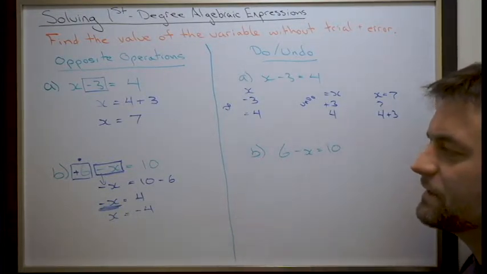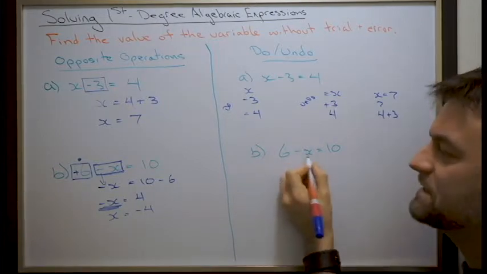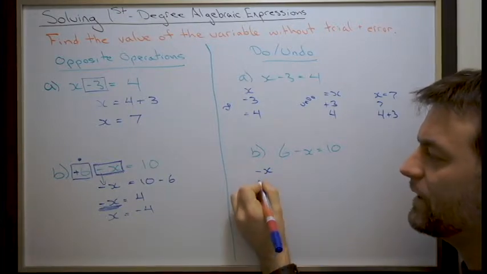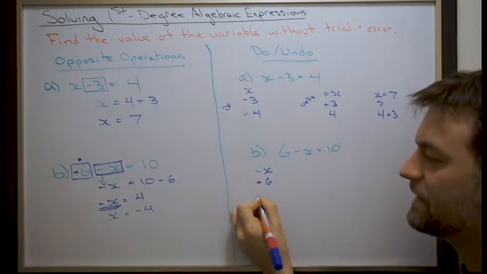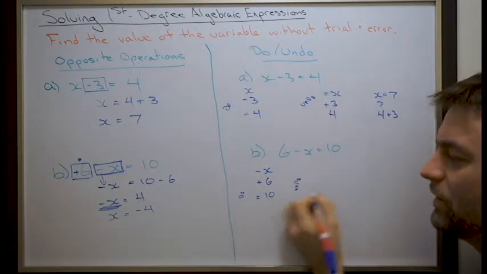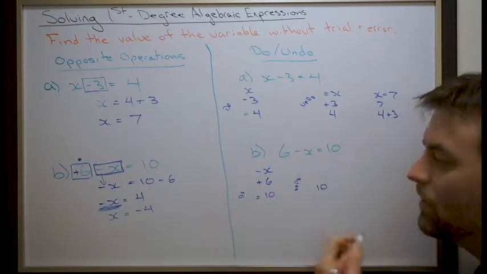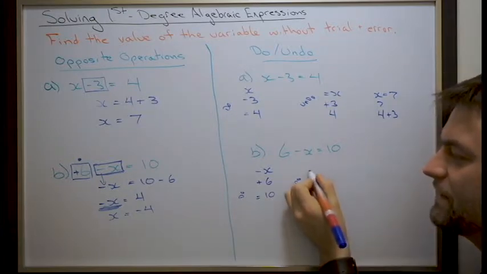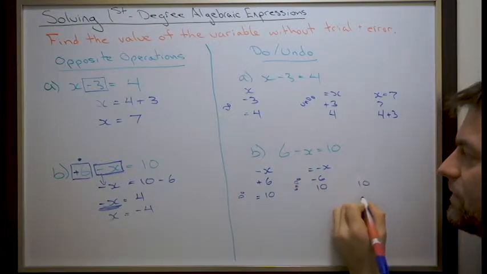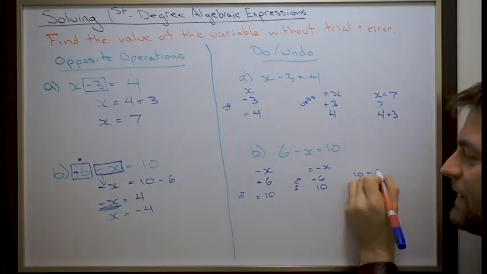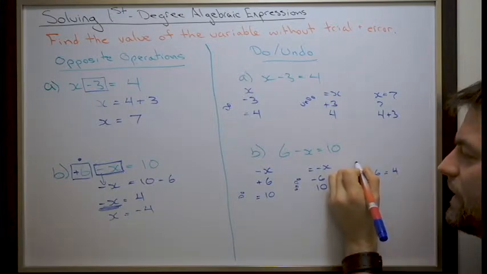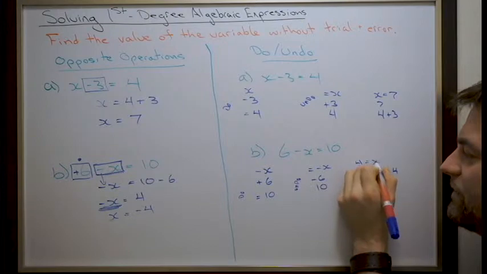In the second case, again, this is 6 minus x, that's a negative x. So we're going to start with that negative x. We're going to add 6, and that's going to get us 10. So there's our do. To undo that, we're going to start with 10. We're going to subtract 6, and that's going to get us negative x. So starting with 10, we're going to do 10 minus 6, which is equal to 4. And then that 4 is going to equal that negative x.